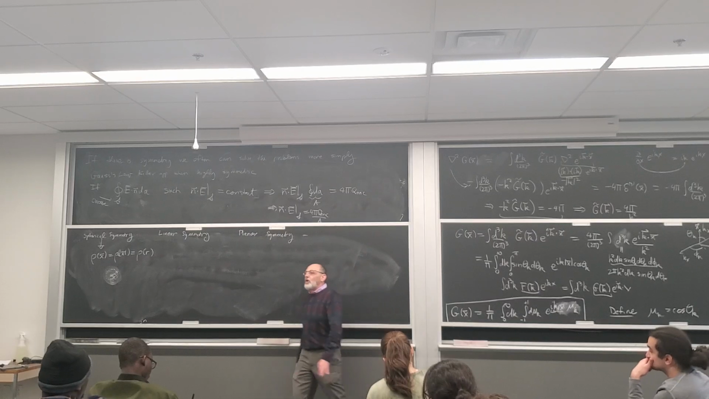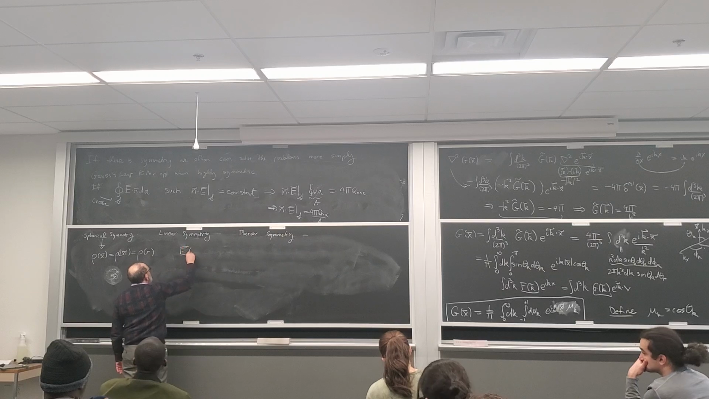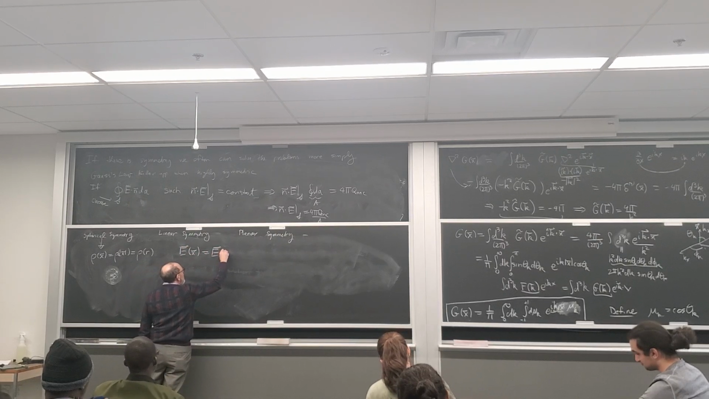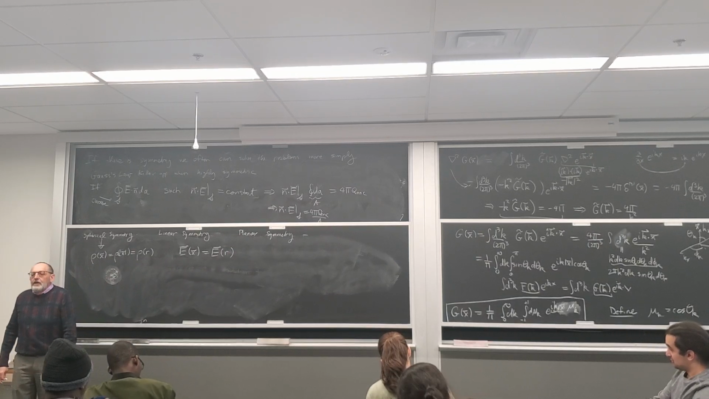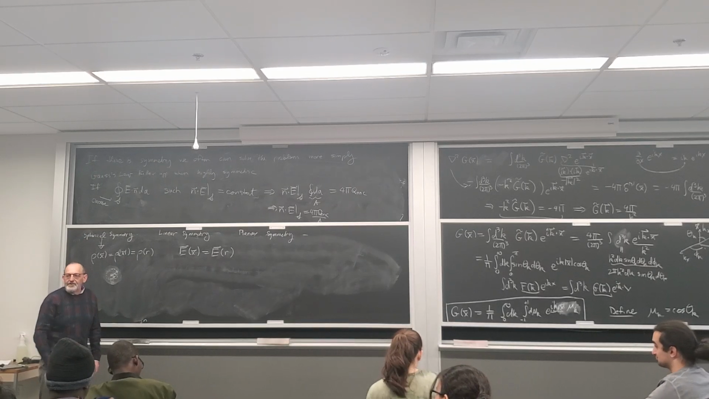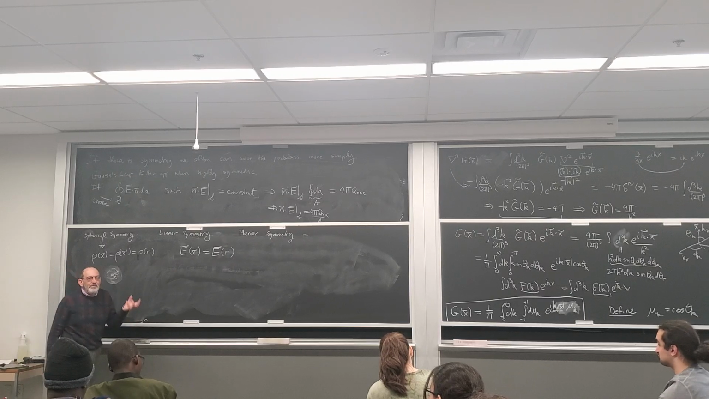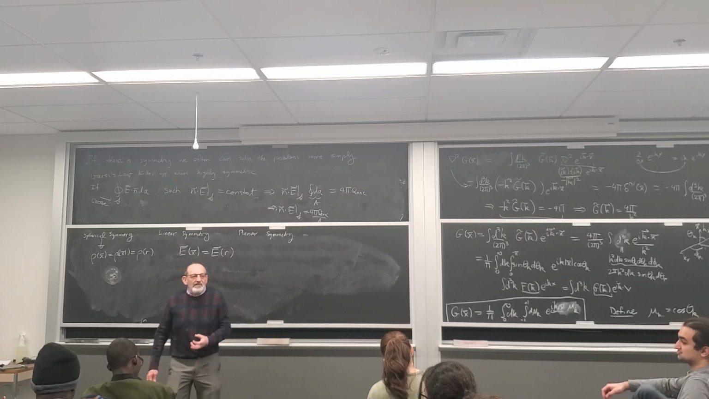The electric field cannot depend on an angle. It can only depend on R. Because how could it possibly know whether I'm at the North Pole or the South Pole? There's no marking on this. If nature doesn't tell us where the North Pole or the South Pole is, there's nothing that distinguishes it.